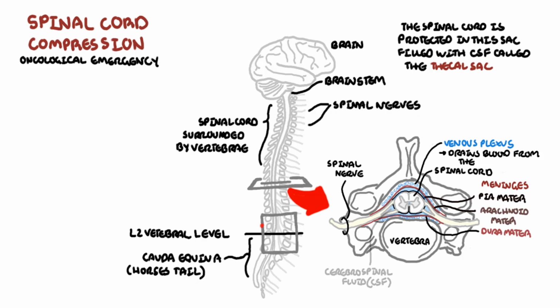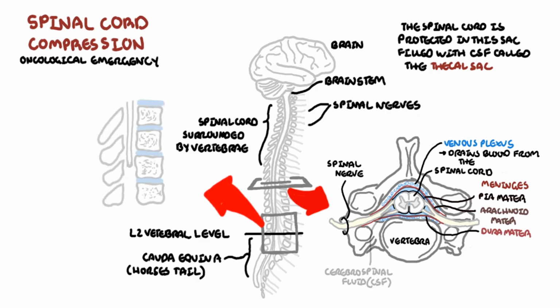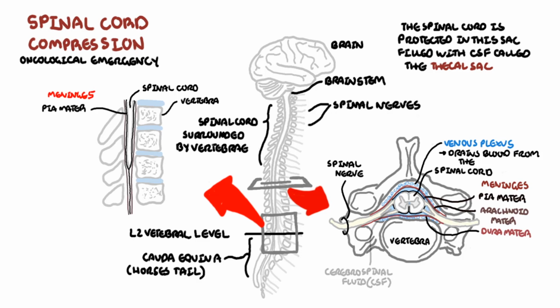Let's look at it in a different plane, a median plane. Here you can see the terminal portion of the spinal cord at the L2 vertebral level, known as the conus medullaris. The spinal cord is protected by the vertebrae, the bone, and further protected by the meninges, made up of 3 layers. The innermost layer is the pia mater, then the arachnoid mater, then the dura mater. Separating the arachnoid mater and the pia mater is the cerebrospinal fluid.